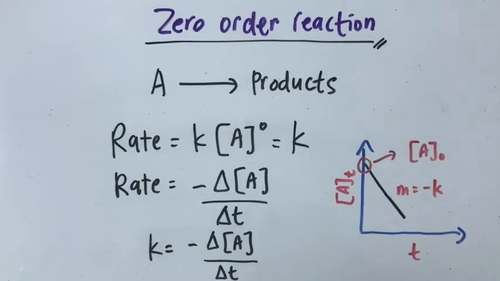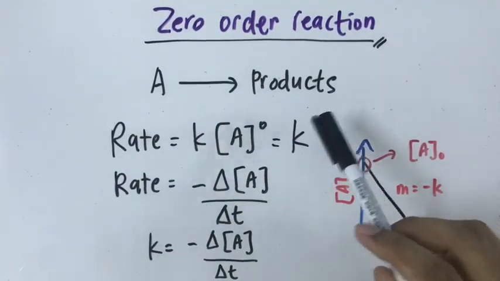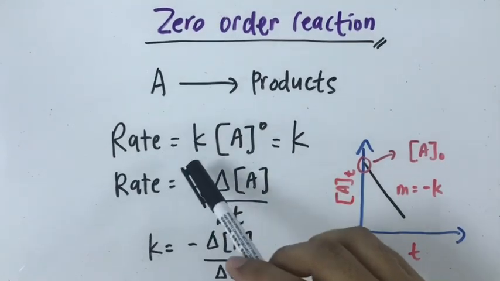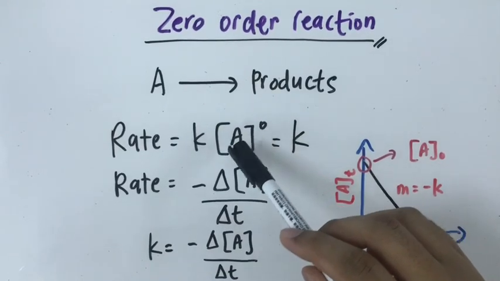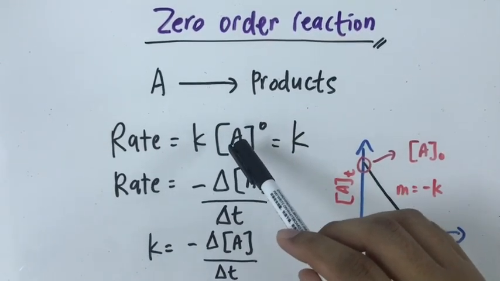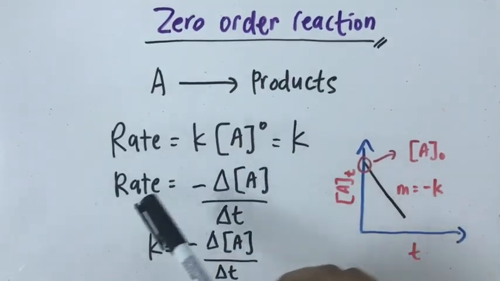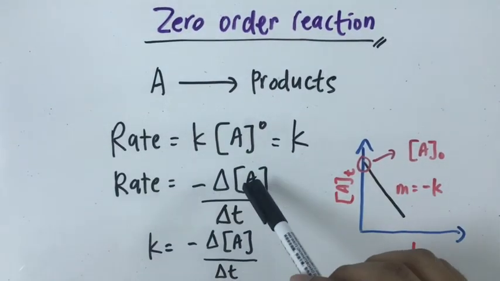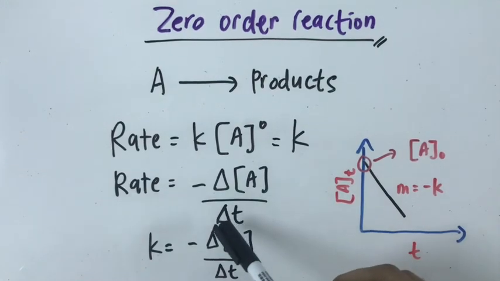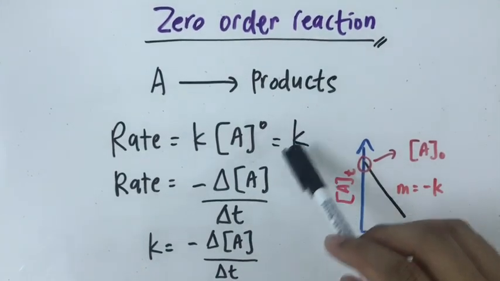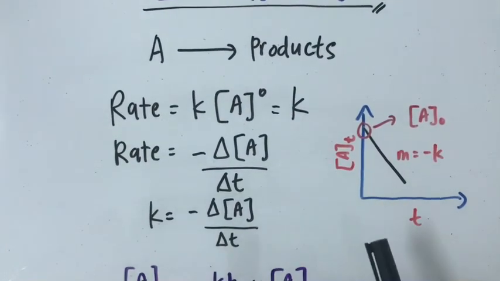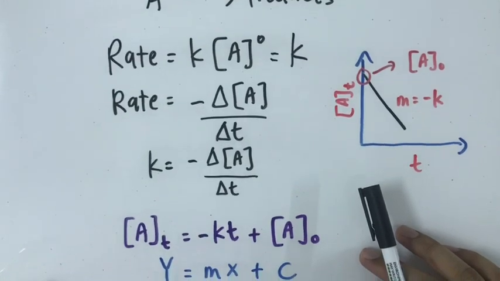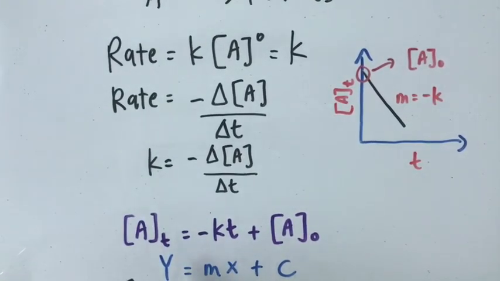For a zero order reaction, when A becomes the product, the initial rate for this reaction is equal to k times the concentration of A to the power of 0. Anything to the power of 0 is equal to 1, so 1 times k equals k. The rate can also be negative the change of concentration of A divided by the change of time. When we substitute the k into this formula, then rearrange and integrate, we get the final formula for a zeroth order reaction: [A]t equals negative kt plus [A]0.